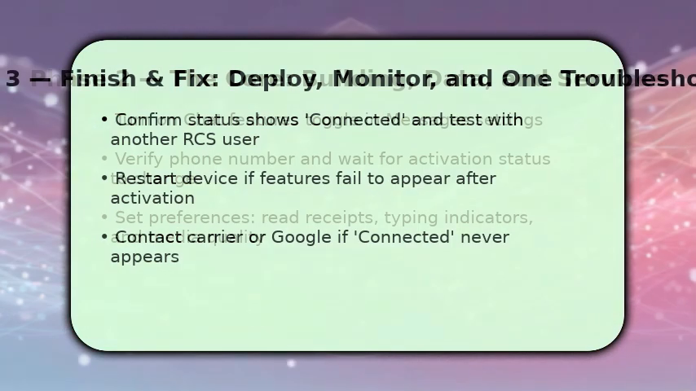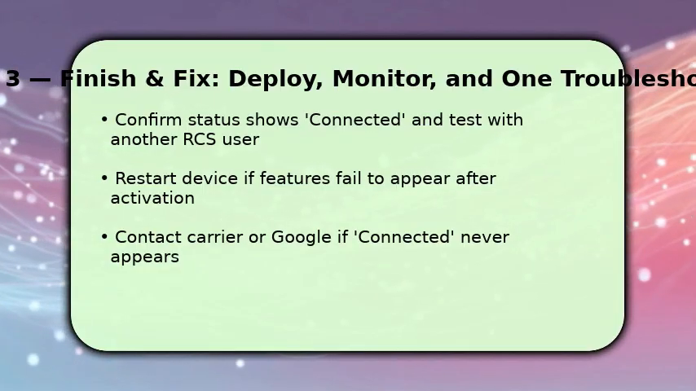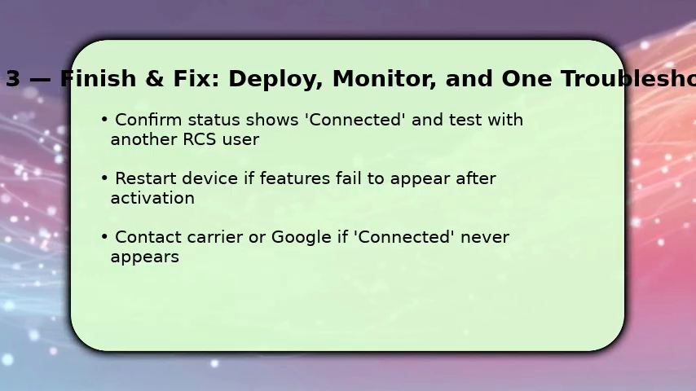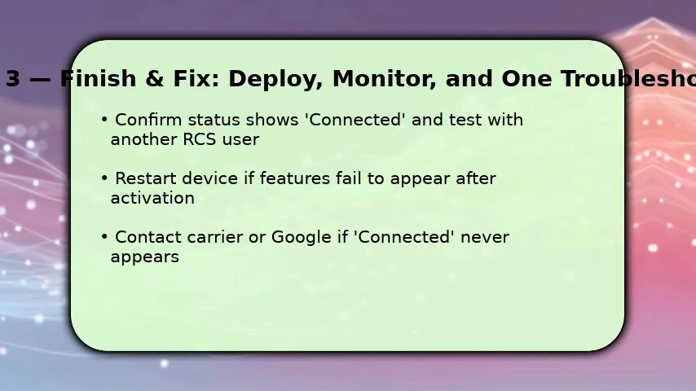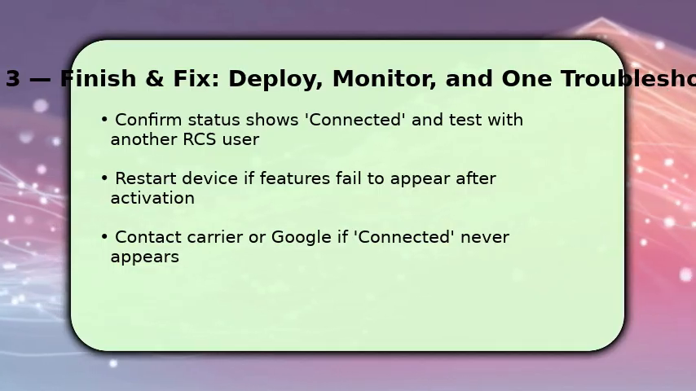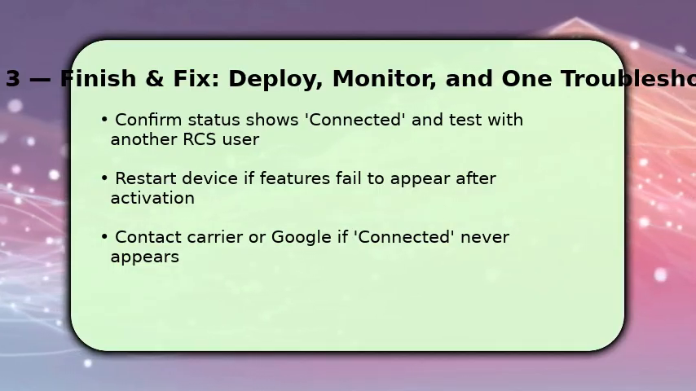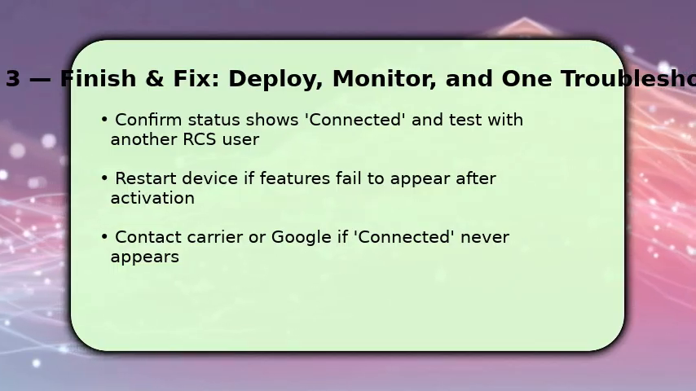Now verify that chat features show connected. Send a test message to another RCS user to confirm blue conversation bubbles and higher quality media. If features don't appear, restart your phone and reopen Messages. That often finishes background registration. If problems persist, clear Messages app cache, then retry activation.